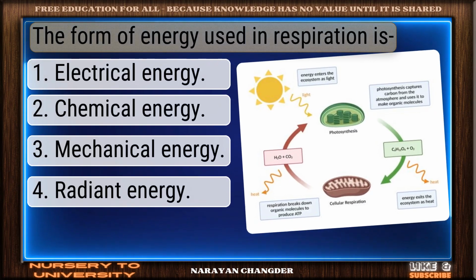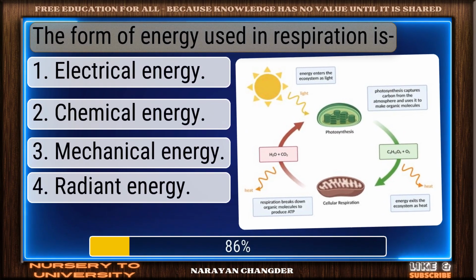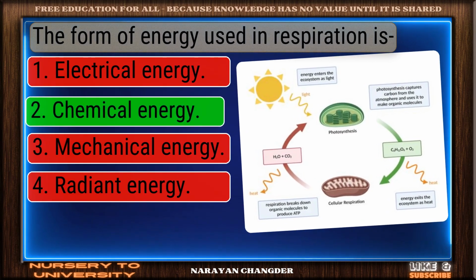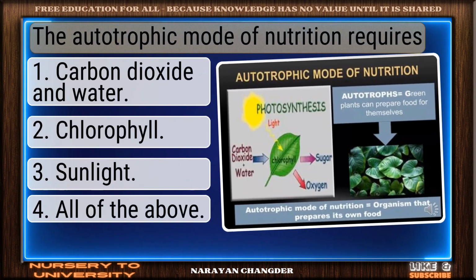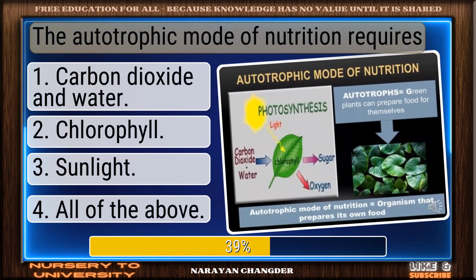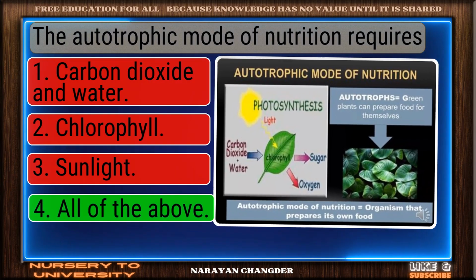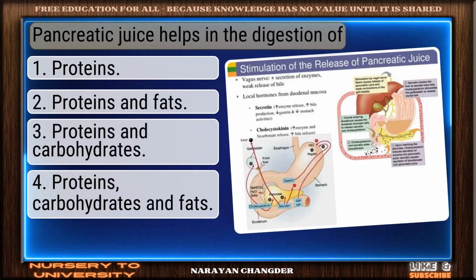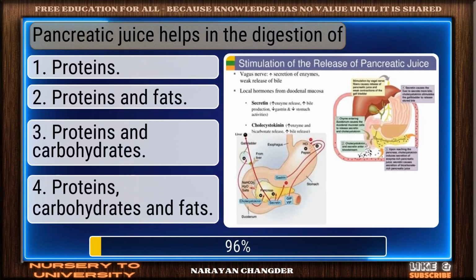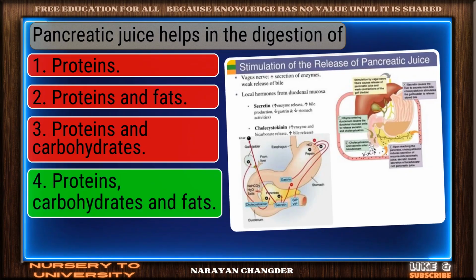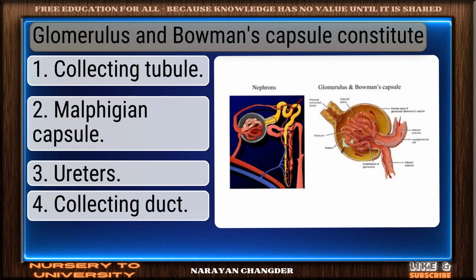The form of energy used in respiration is? Valid point. Chemical energy is true. The autotrophic mode of nutrition requires? On track. All of the above is correct. Pancreatic juice helps in the digestion of? Smart pick. Proteins, carbohydrates, and fats is correct.